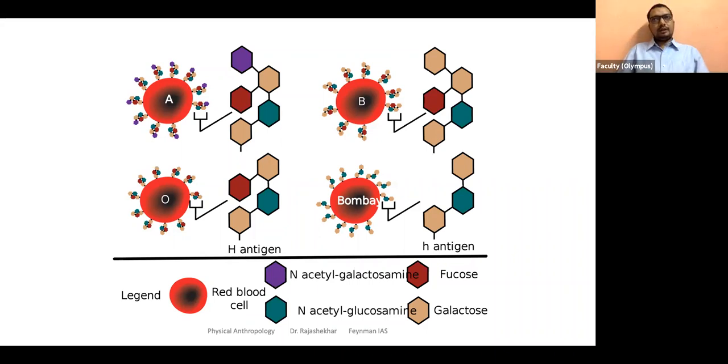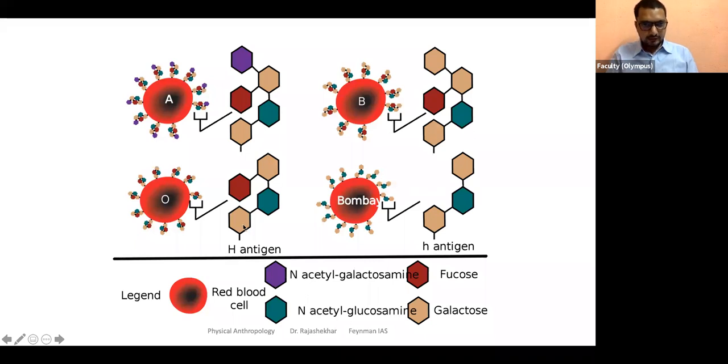But so far, I was careful enough to tell you that O didn't have A or B antigens. But O has what is called H antigen. You see on this side, left hand side, O has this H antigen. Do you see the difference between an O blood group person and a Bombay blood group person?